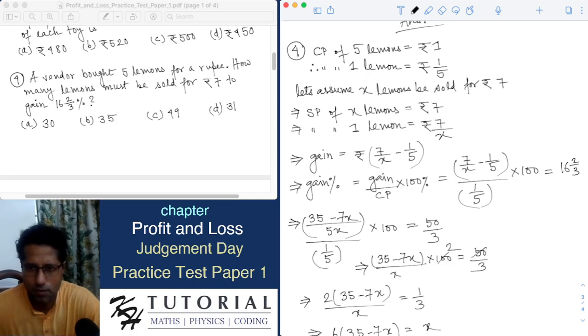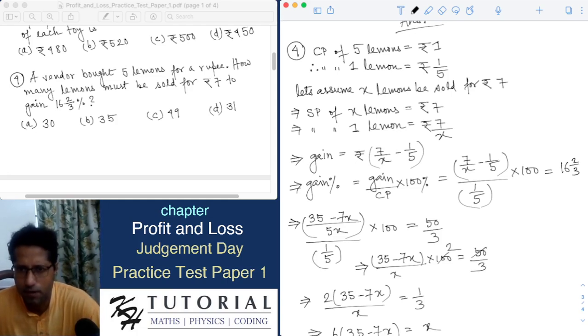Now let's assume x lemons. It is asking how many lemons must be sold for rupees 7. So let's assume x lemons are to be sold for rupees 7. Then the selling price of x lemons is rupees 7. The selling price of 1 lemon is rupees 7 by x. So the gain per lemon is rupees 7 by x minus 1 by 5.